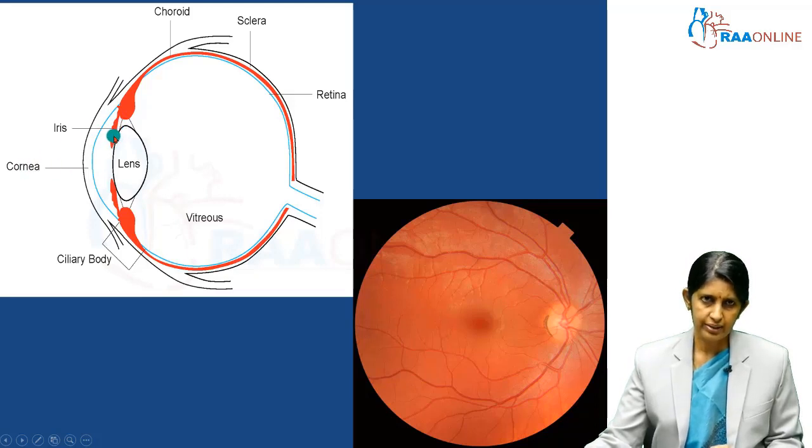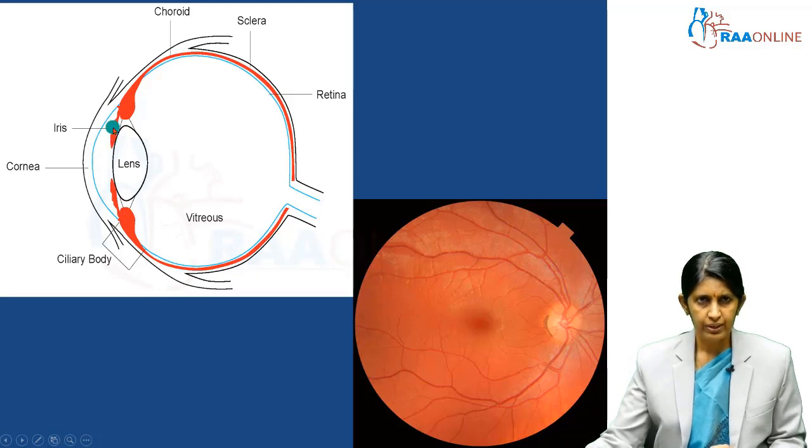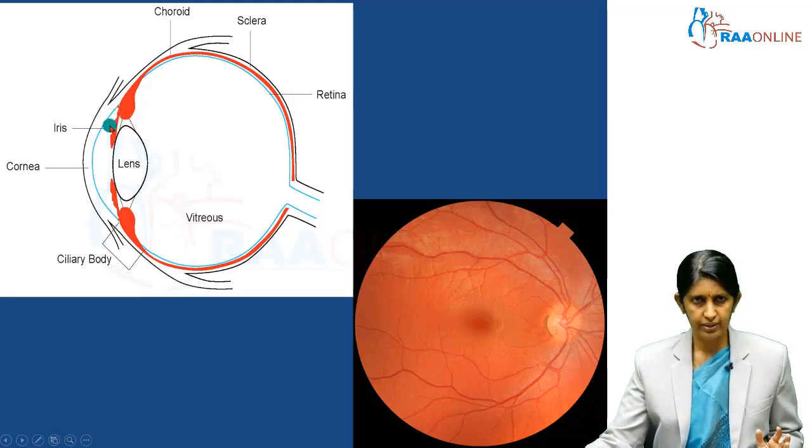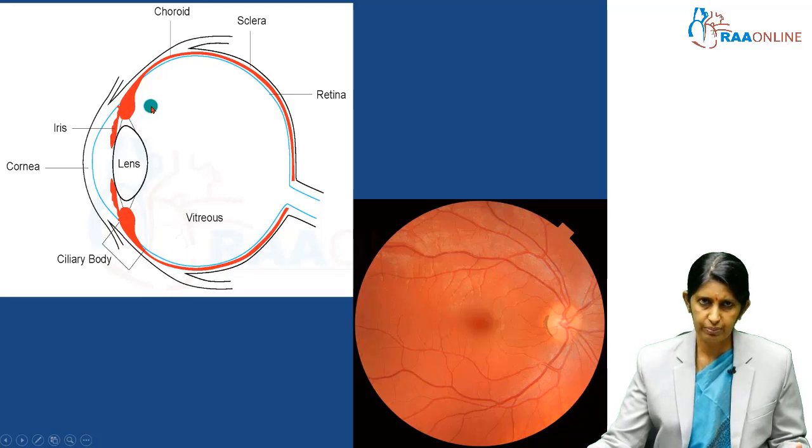So this iris can be divided into two zones. The posterior part is called the ciliary zone, and the anterior part is called the pupillary zone. So the junction between the two is the collarette. It is very important to know that the iris has two segments, pupillary zone and the ciliary zone, because the pupillary zone and ciliary zone also contain two very important muscles, the sphincter pupillae of the iris and the dilator pupillae of the iris.